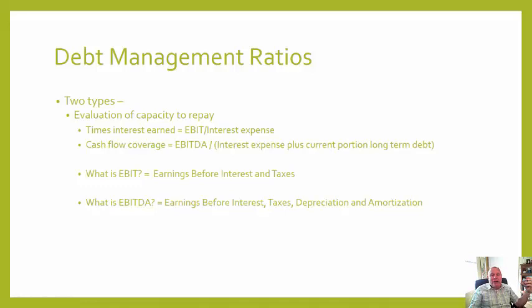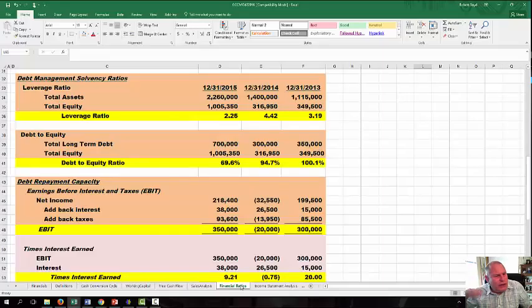Let's stop and take a look at how that applies in our situation. Let's take a look at Geneseo Coffee Company on their debt management and solvency ratios and their debt repayment capacity. The first thing we're looking at is the leverage ratio. That means how much of the assets is supported by equity. Remember, the greater this ratio is, the more highly leveraged the firm is.